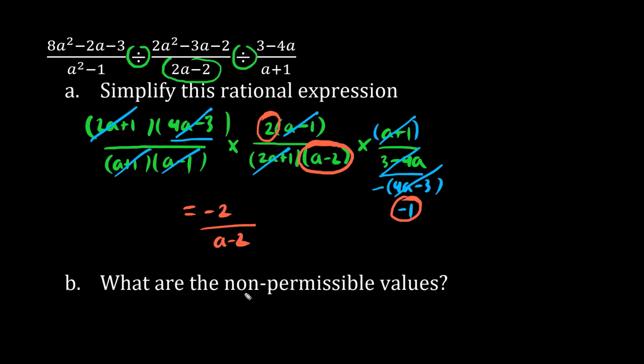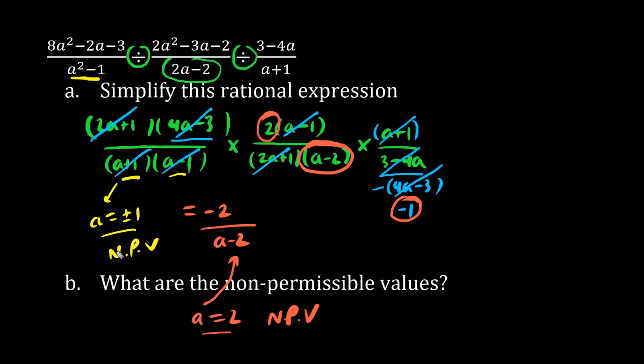So as for the non-permissible values, yes, we're dividing by 2 here, so we say a equals 2 is a non-permissible value. We state this in the affirmative, but there's also other non-permissible values. Even for a split second, if we're dividing by 0, we have a problem. So let's focus on the original question here, and this a squared minus 1 split off to become a plus 1, a minus 1. So we know that a equals plus minus 1 are also non-permissible values.